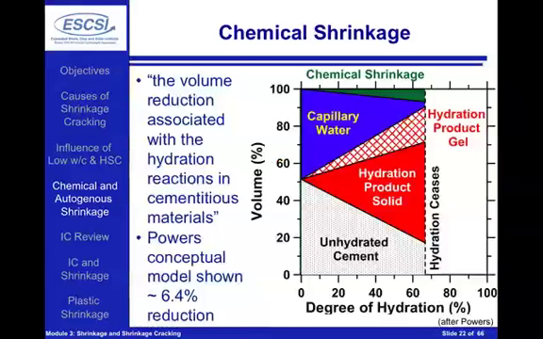Now, since chemical shrinkage is the volume reduction associated with hydration reactions, there are several different ways you could look at this, and it could be based on the chemistry of your cement. We can get into a lot of details on how this may vary from one cement to another. But Power's model showed about a 6.4% reduction in volume when you average over different cements. So for an ordinary Portland cement, we'll see about a 6.4% reduction in volume when that cement has fully hydrated.